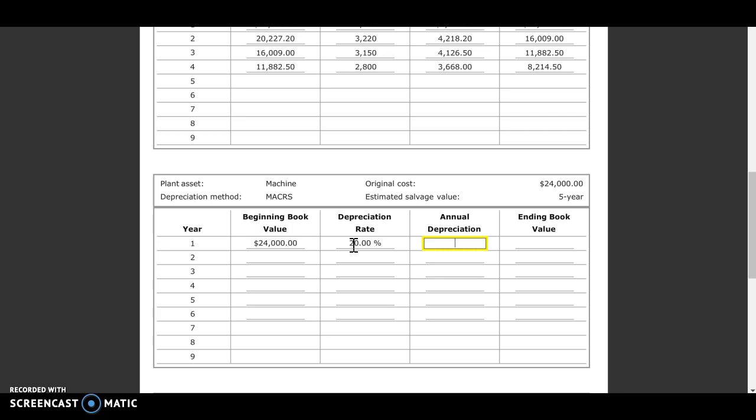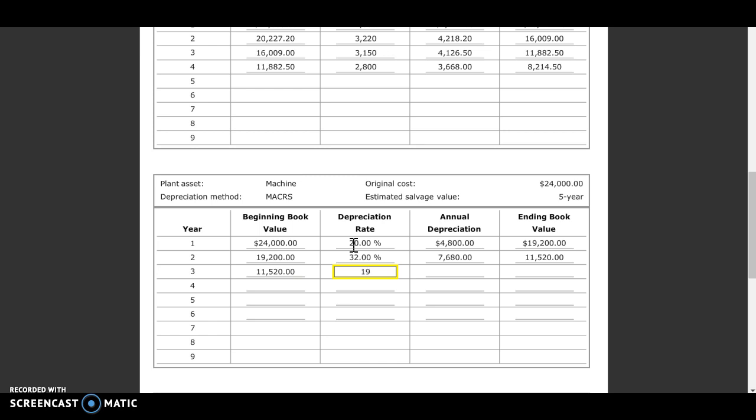So 20%. And so our annual depreciation will be 4,800, and we'll find our new book value, which is 19,200. Depreciation rate for year two is going to be 32%. Now for this one, we are going to take that times our original cost again. So make sure that you're taking it times 24,000. And so our depreciation for year two will be 7,680. Our ending book value will be 11,520.